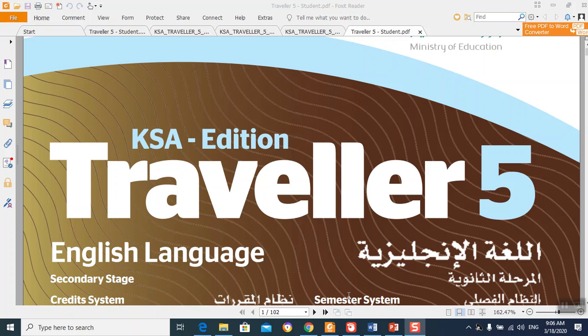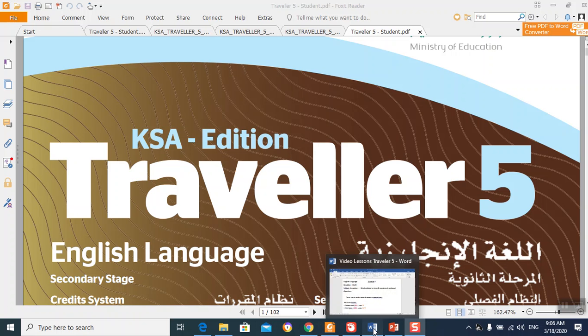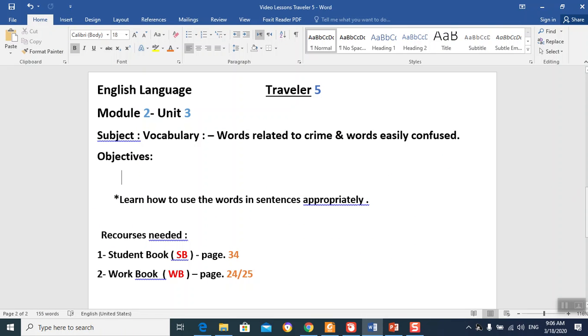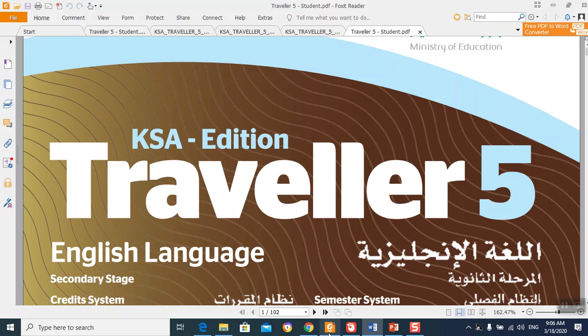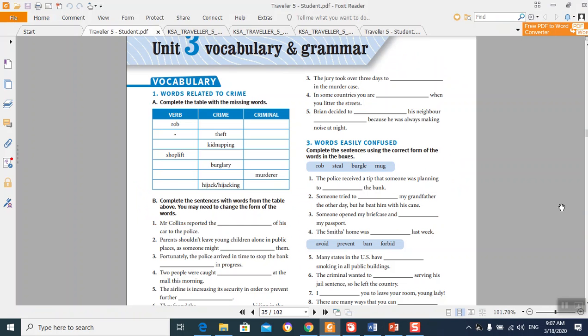Today we are gonna learn about vocabulary. Our vocabulary is going to be to learn words related to crime and words easily confused. You're gonna need your English student's book and workbook. We are going to learn how to use the words in sentences appropriately. You're gonna go to your student's book, page 34.